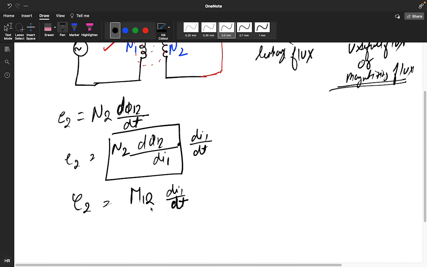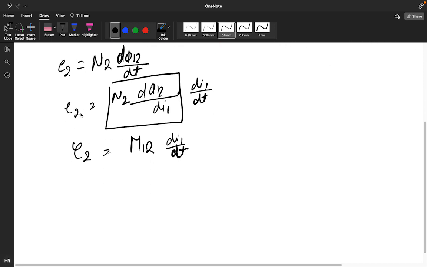So what formula will you get? M12 is nothing but N2 into d phi 12 by di1, and then di1 by dt. Oh, sorry.